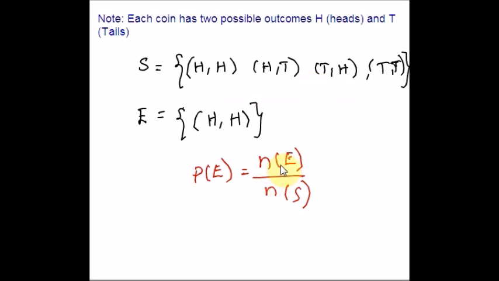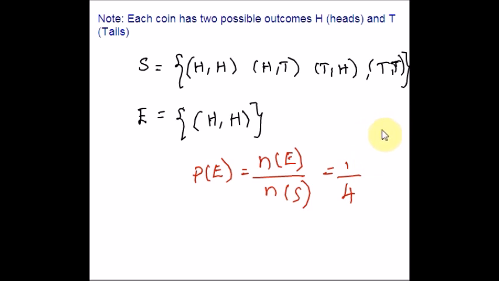Here n refers to the number, the cardinal number. So how many successful events are there? Only 1 successful event, and the total number of possible events is 4. So 1 out of 4. That's it for this problem. Hope you're clear with the steps.